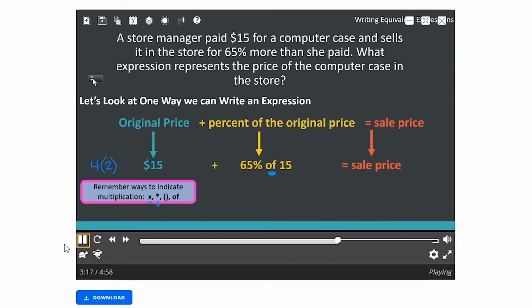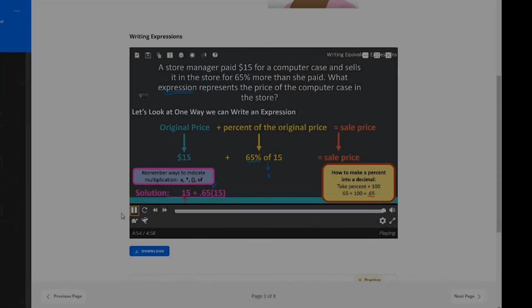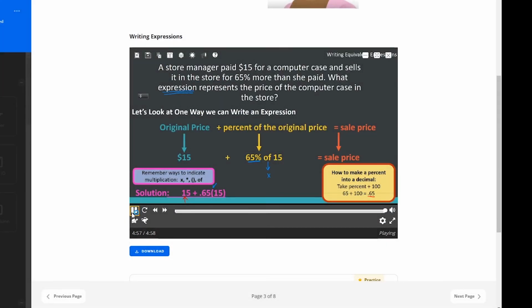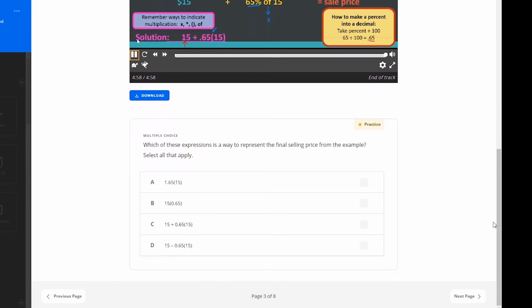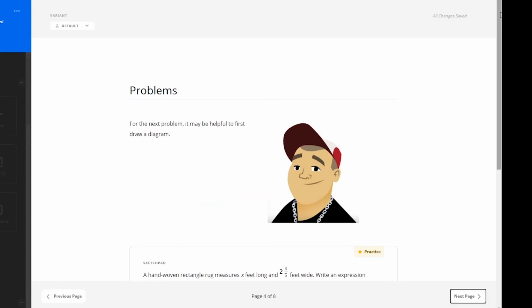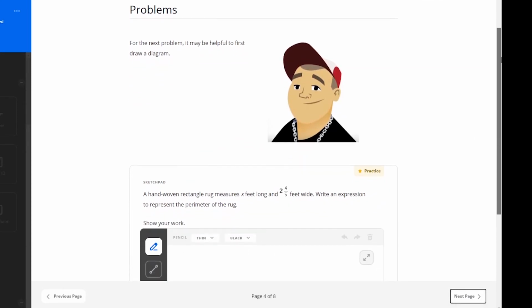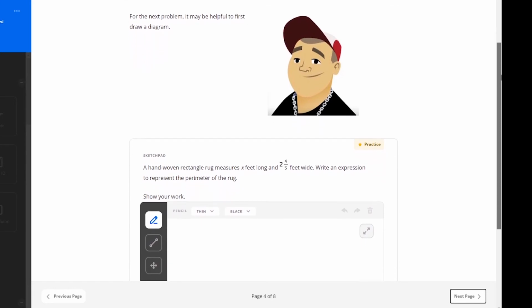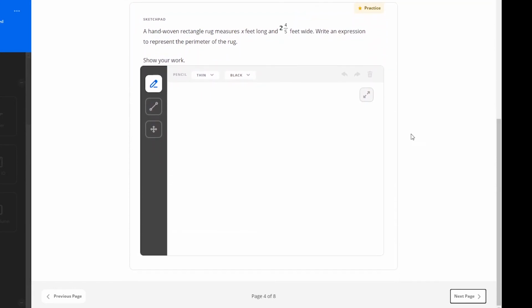Of means to multiply. After watching the video, learners are directed to a multiple choice practice question. Although these are practice questions, their teacher will be able to monitor these responses to provide timely feedback. Next, learners are directed to draw a diagram to help solve a problem. This diagram can be drawn directly in the lesson by using the sketchpad. Again, this is practice, but it is something their teacher can monitor.